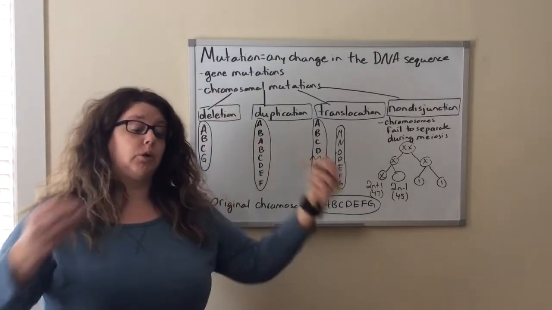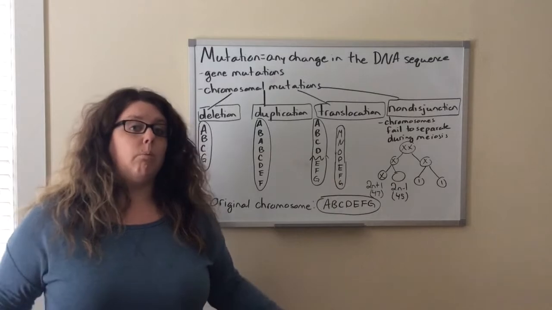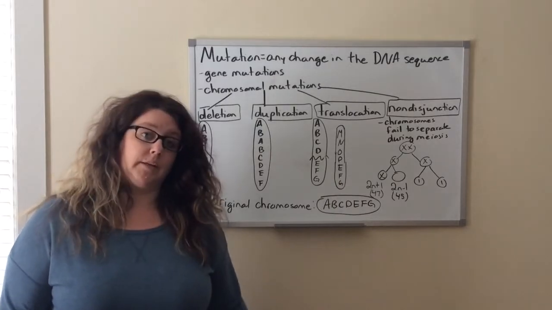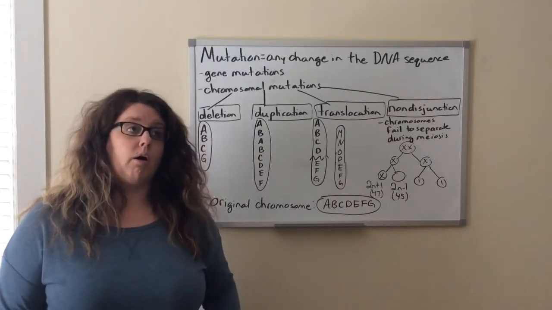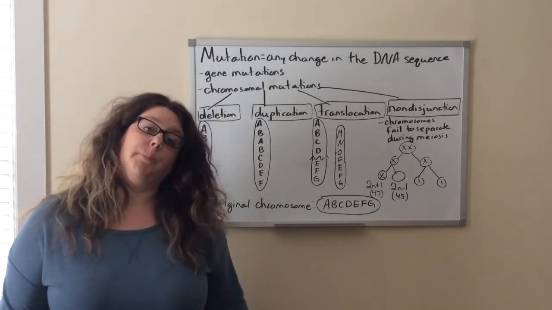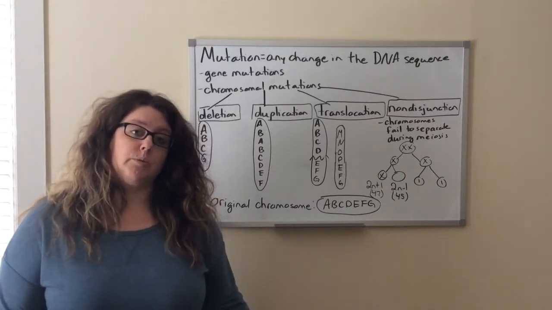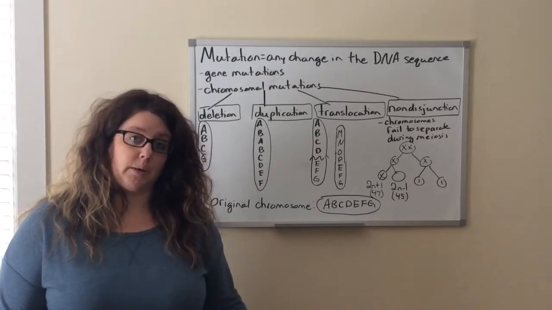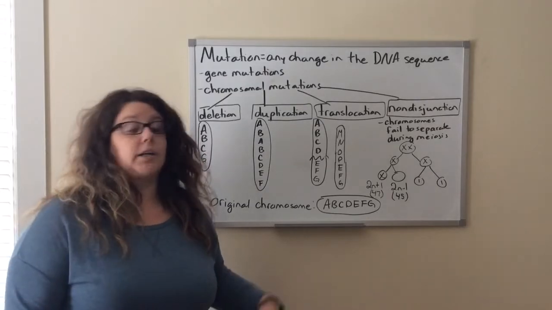Those happen somewhere along the entire chromosome, and usually more than one gene is affected, therefore more phenotypes are prevalent with these types of disorders. So you're not just changing one protein, you're changing many proteins. A lot of these chromosome mutations have multiple phenotypes or different factors that are affected.